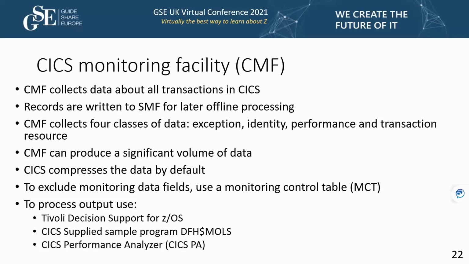So when you look at CMF, there's the ability to collect up to 4 classes of data: exception, identity, performance, and transaction. Talk a little bit more about them later. They can produce a significant volume of data. So just be careful, right? You just don't want to turn the whole darn thing on. It could kill you. CICS compresses the data by default. You could include or exclude fields based on the monitoring control table that you set, an MCT. So it's really up to you if you're getting too much data. And then you could process the data using various different tools.